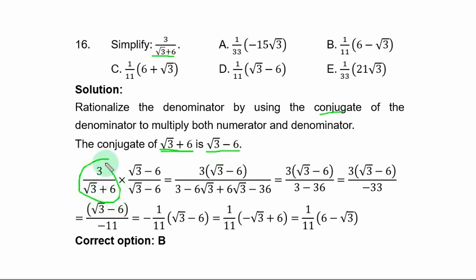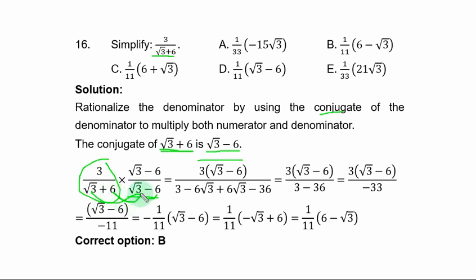You multiply numerator and denominator by the conjugate. The numerator is written in this form. You have to expand the denominator. Root 3 times root 3 is 3. Root 3 times minus 6, you have minus 6 root 3. The next thing is to use 6 to multiply root 3.